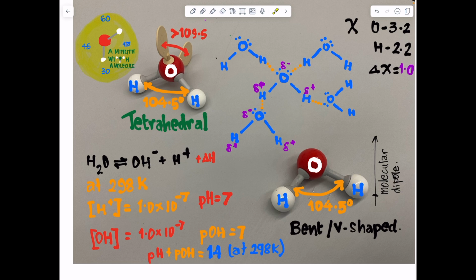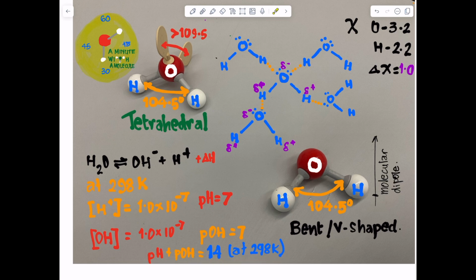And this is central to water's life-sustaining properties, such as its high boiling point, its high surface tension, its high latent heat of vaporization. And that's why it's such an excellent molecule for supporting life and resisting changes in temperature and for maintaining homeostasis.